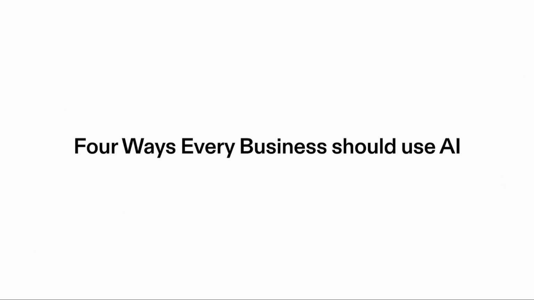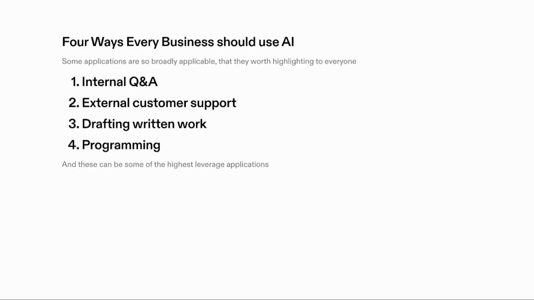4 ways that every business should use AI. Some applications are so broadly applicable that they're worth highlighting to everybody, I think. Number 1 is an internal Q&A system. If you work at a company, it's likely that there are lots of different people across the company or lots of different manuals which contain the knowledge which you need. And a lot of people's time is spent finding that person, asking the question, clarifying details.